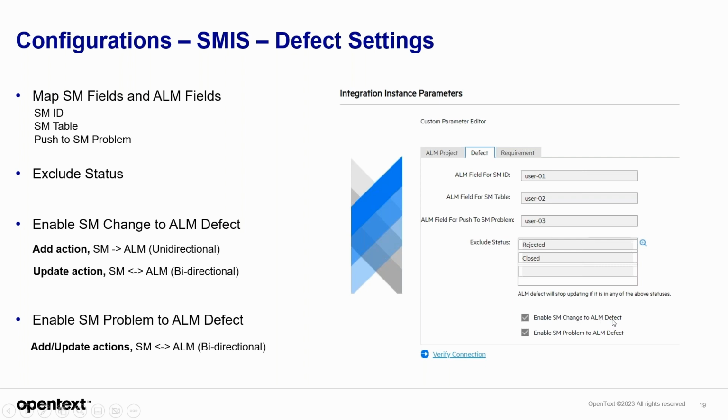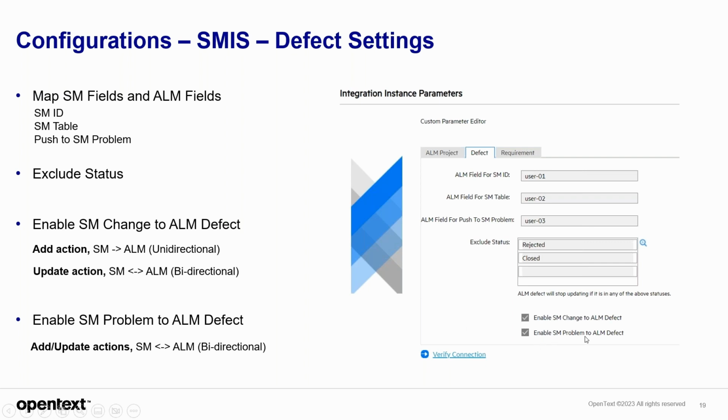Enable SM change to ALM defect checkbox. If it's checked as true, the synchronization between Service Manager change and ALM defects works. But for the add action, we only support SM change to ALM defect. It means we don't support creating an SM change record from an ALM defect. We only support creating an ALM defect from SM change. So the add action is unidirectional from SM to ALM. But for the update action between SM and ALM, it's bidirectional. All the updates in SM and ALM will be synchronized to each other when the field mapping is defined.